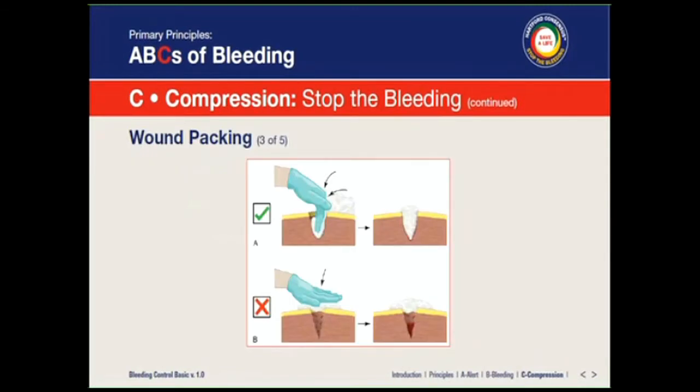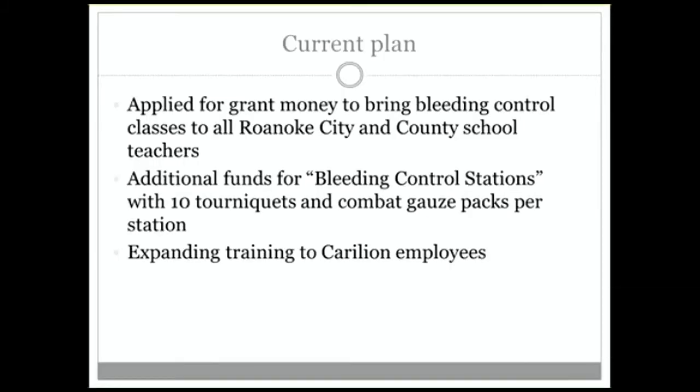control the bleeding. And then we go through wound packing as well, talking about the differences between packing into the wound versus on top of the wound. As I said, there's a mannequin which we practice on with a proprietary product that does a fairly decent job of creating the situation of an actual deep wound bleeding. So that's the long and short of the class itself. Currently, we are rolling this out in the Roanoke Valley, and we've applied for a couple of grants to try and bring the class to essentially all the teachers in Roanoke City and County schools.